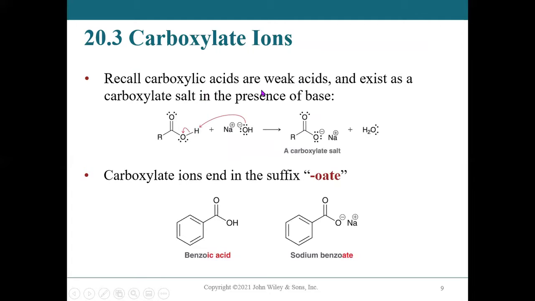Recall carboxylic acids are weak acids. They exist as a carboxylate salt in the presence of base. For example, this acid in the presence of sodium hydroxide. So the hydroxide takes the proton away, making the carboxylate salt and water. Carboxylate ions are named with the suffix -oate. For example, benzoic acid will become sodium benzoate.